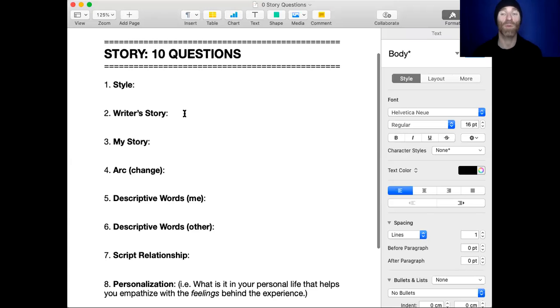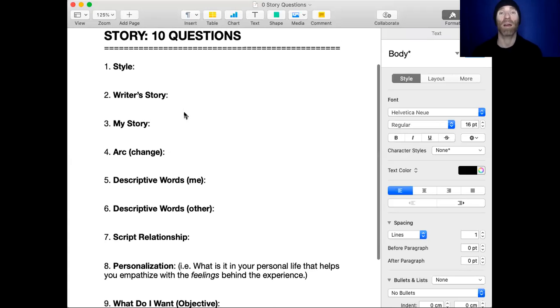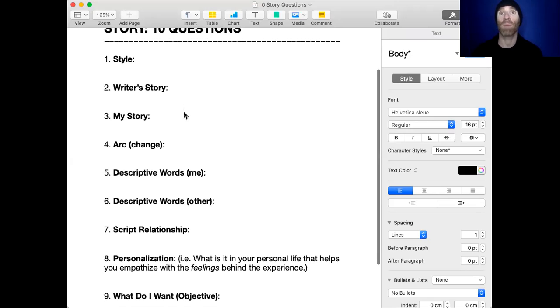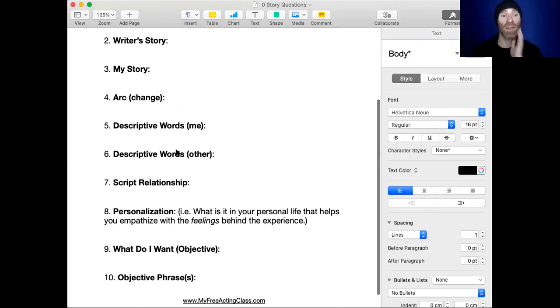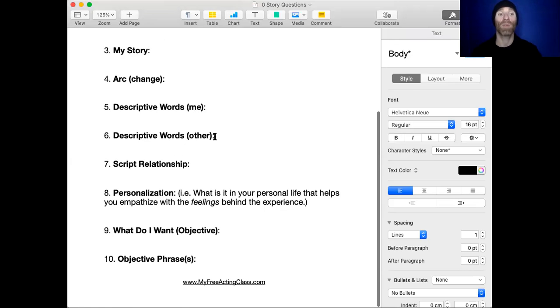So style, the writer's story, what's going on, okay, I'm at a wedding, and you have to decide if it's your mom's wedding, or a cousin's wedding, whose wedding it is. You might be able to do a little more research and find out, but you're going to have to make a choice about that. Your story, if you're Natalie, you're going to have to make a choice about that. Arc, and this is interesting, even with 2 lines, even with this very, very short scene, I think we still get arc or change from beginning to end. I would make decisions about who I am, who the other person is, the script relationship, personalization, what do I want? Objective.